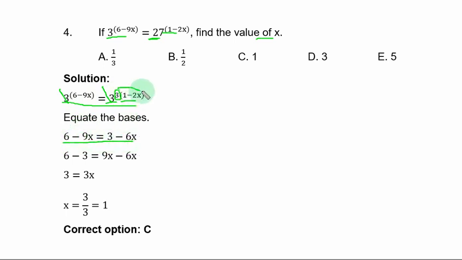You open this bracket, you have these results. Next thing is to collect like terms. If you do that, you have this result. After subtraction, 3 is equal to 3s. To get s, divide both sides by 3 and s is equal to 1. The correct option is C.